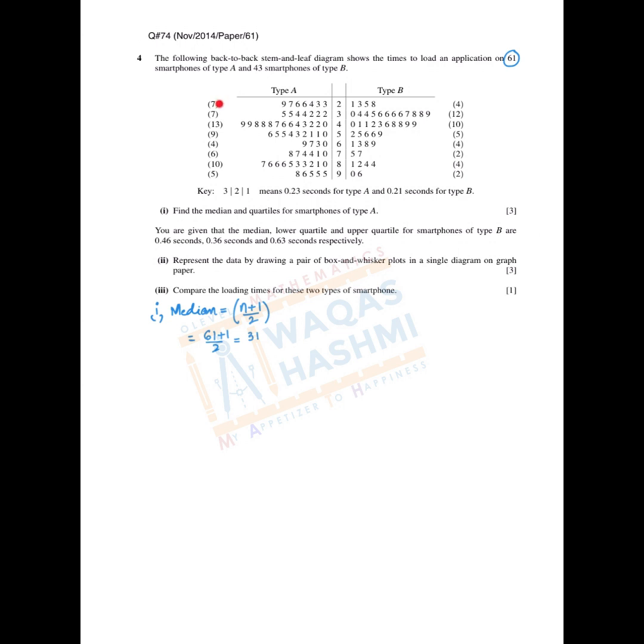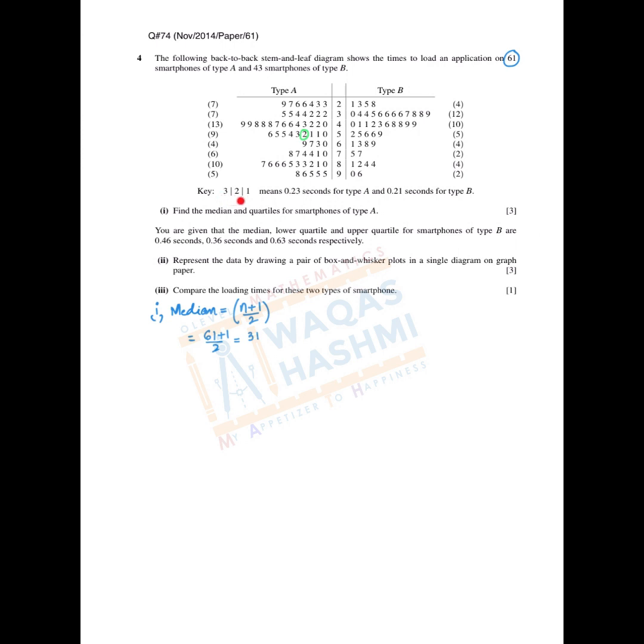Starting from this, 7 terms are there. 7 terms means 14 terms, and 14 plus 13 is 27, and that means the median is present here. So 27, after 27 it's 28, 29, 30 and 31. All right, so this 31 is your median value.